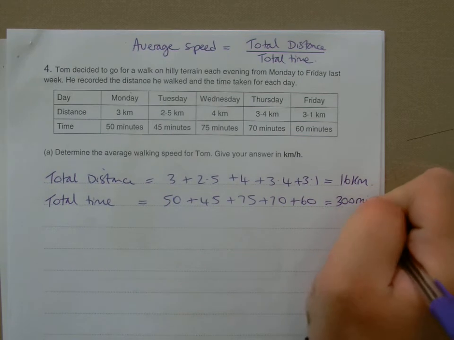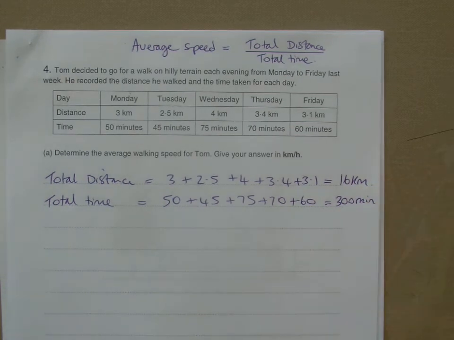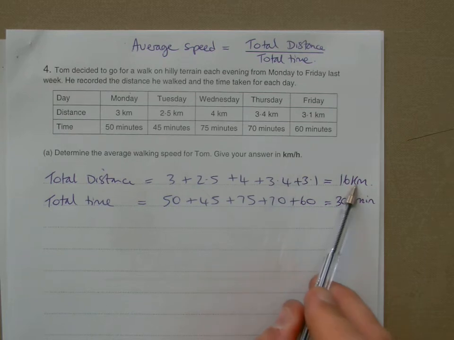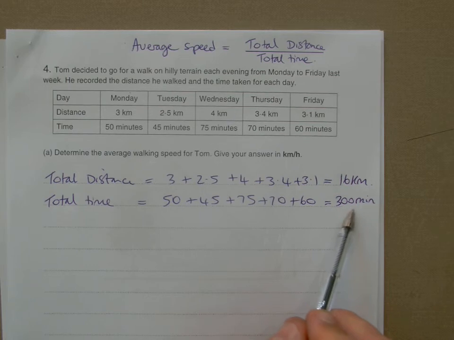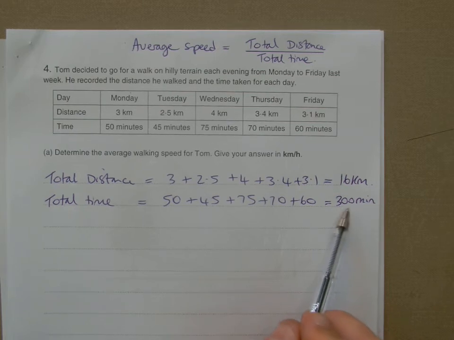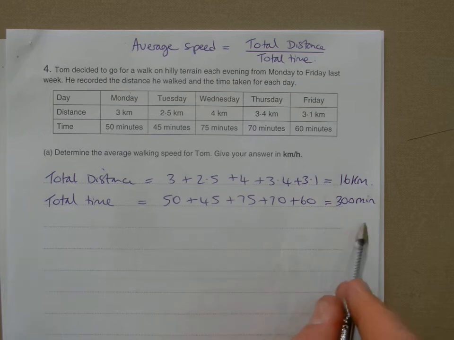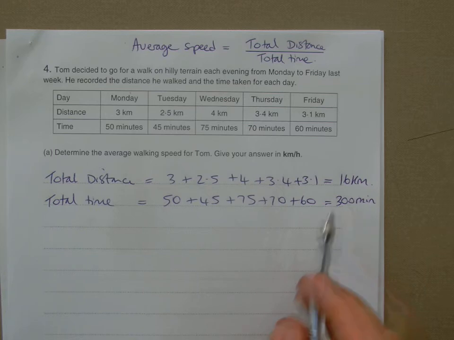Now remember, this is in minutes, yeah? Okay, and when they want the speed, they want it in kilometers per hour. Now, I've got the distance in kilometers, but the time is not in hours, is it? So I need to change this. We need to work out how many hours that is. But if you think about it, we know in an hour there's 60 minutes, yeah? So I just need to see how many 60 minutes are in here.